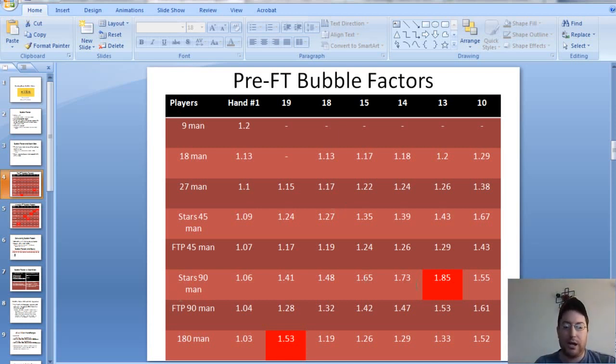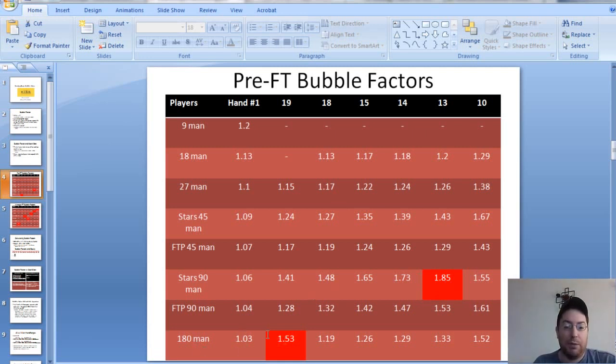So on a 90-man game, on the 90-man bubble, it hurts us 1.85 times as much to lose that hand than it would be to win. So you need to take that into consideration if you're thinking about calling all in, for example. You can't just say, well, am I ahead of his range? You have to factor in this bubble factor. And again, I'll get into what that 1.85 actually means.